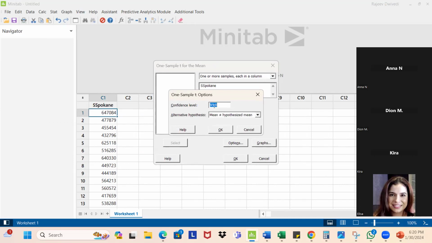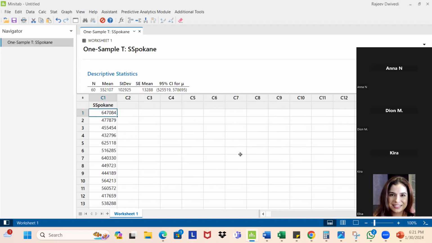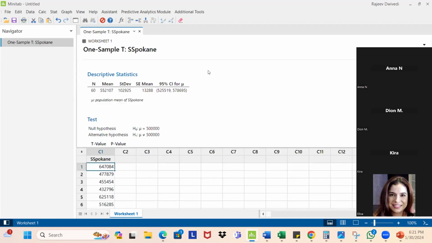Now here you see 95%. Minitab always gives you the alternative hypothesis; Minitab doesn't show the null hypothesis. So what is our hypothesis? Mu equal to 500,000, mu not equal to. So basically I'm selecting this, and we have two other options we'll talk about later. So 95%, and our job is done for hypothesis testing. Now we have to interpret the result.